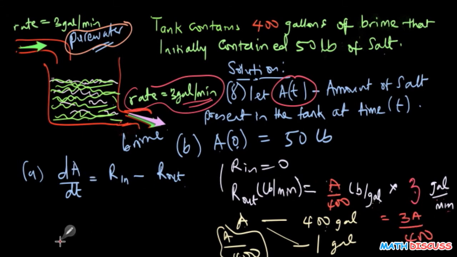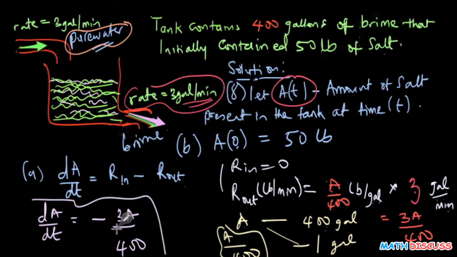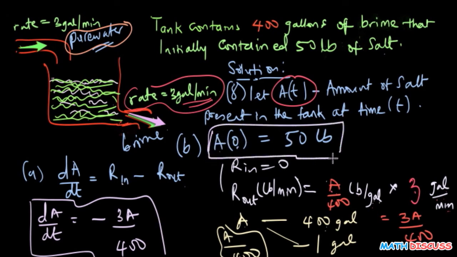Now the differential equation that models the process going on there is dA/dt equals, since R in equals 0, negative 3A over 400. So this is going to be our differential equation, while this is the initial quantity of salt in the solution, and that completes the question.